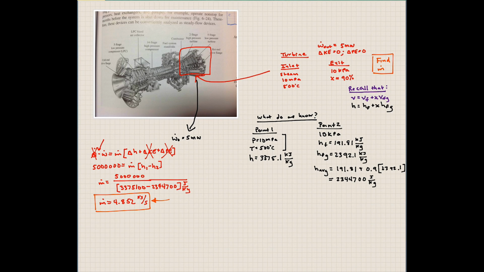Okay, so I think that's a good example for you guys. It's practical as far as something that is used in a power generation system, and it's a calculation that you can do to make sure that you don't violate the first law of thermodynamics.